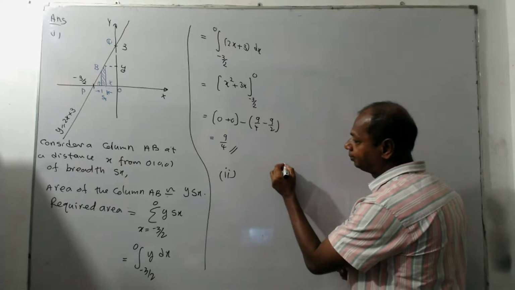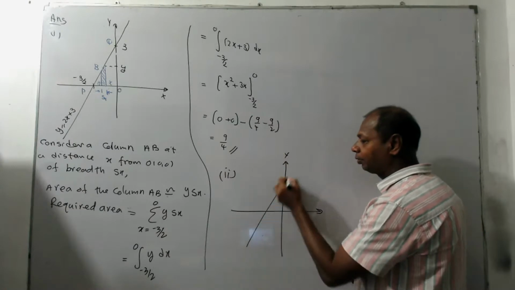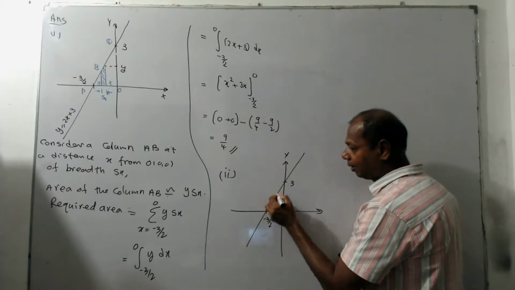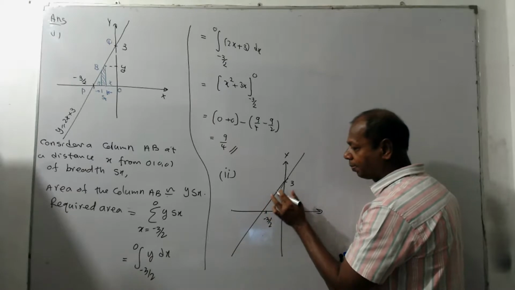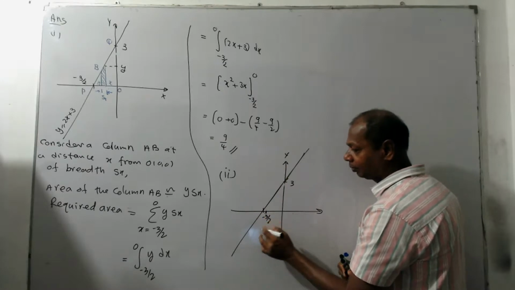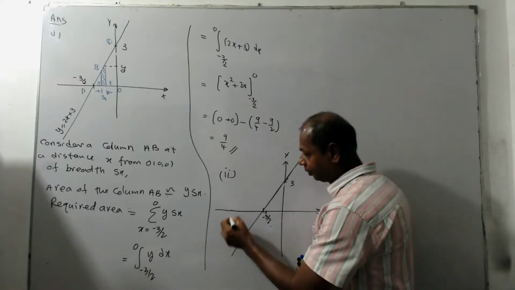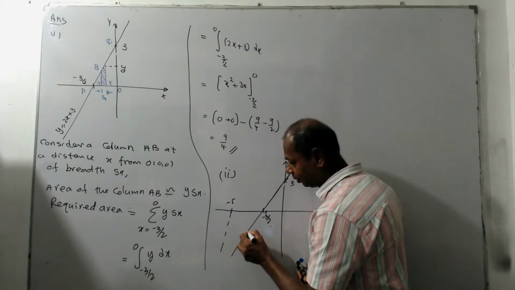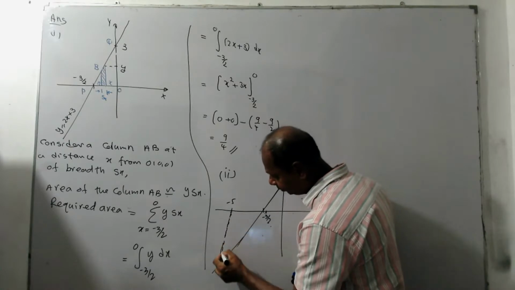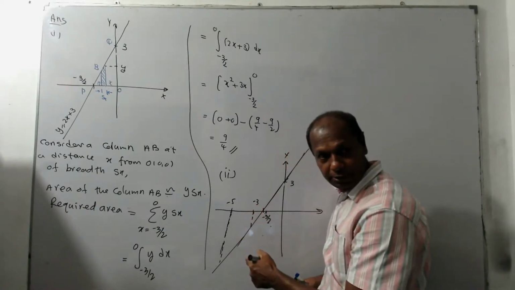Part 2. This time you have the same straight line. You have to draw another diagram, right? This time you are asked to find the area as x goes from minus 5 to minus 3. This is the area that we need to find.